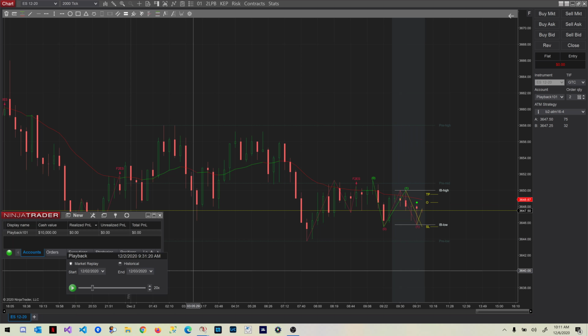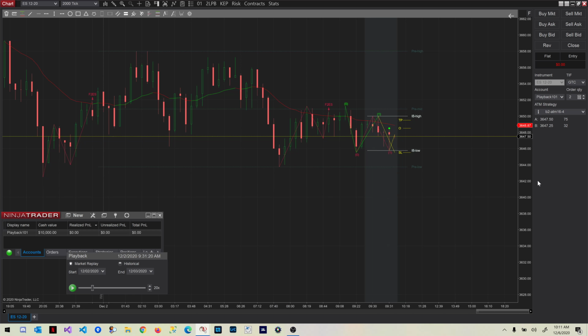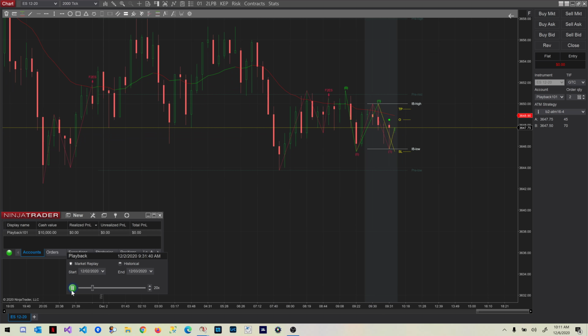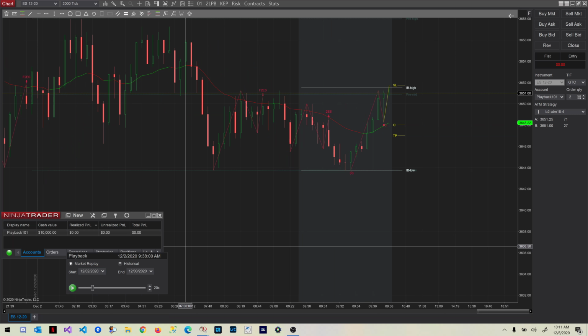That goes very fast. And this is not the best example because we have both a short and a long at the same time, which makes it a little bit difficult to understand. So let's wait for another one. Okay, so there we have another one.